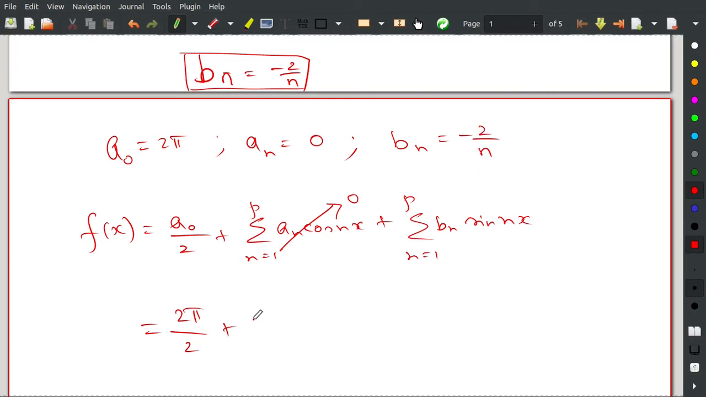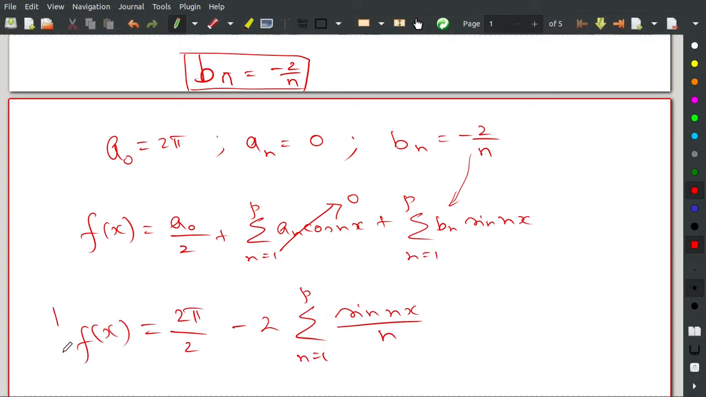So let me take this 2 outside. If we substitute this here, we have minus 2 summation n equals 1 to infinity sin nx by n, okay? Because we are substituting bn, it becomes minus 2 by n. Since this 2 is a constant, I am taking it outside. However, this n is not a constant because it is inside the summation, which runs over n. Therefore, we have to put this n inside. So this is the Fourier series of our function x, right? So this is the answer.